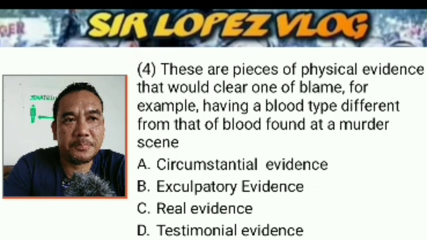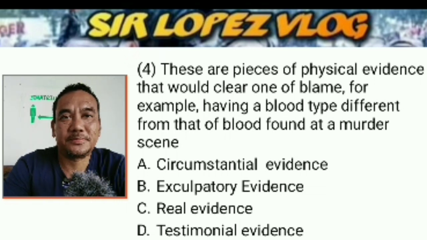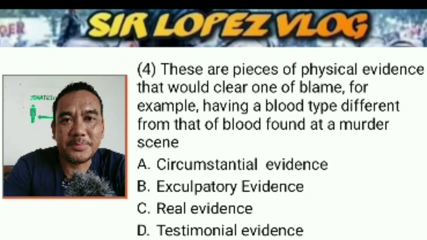These are pieces of physical evidence that would clear one of blame. For example, having a blood type different from that of blood found at a murder scene. A. Circumstantial evidence. B. Exculpatory evidence. Letter C, real evidence, or letter D, testimonial evidence. Number 5.